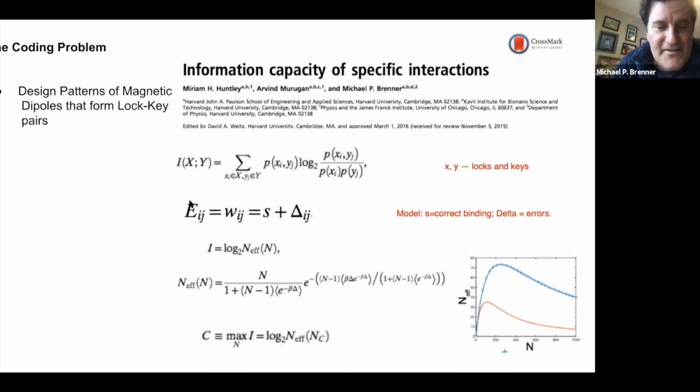maximize the mutual information. And if the binding energy is given by some on-target binding S, and the delta IJs are the errors when you bind something that's not supposed to bind. So if a lock is binding with its own key, delta is 0. And delta IJ refers to what happens when a lock isn't binding to its own key. Then what one can show is that the effective number of lock-key pairs that you actually have is given by this formula, where n is the number of lock-key pairs, and where e to the minus, this is the average over the distributions of off-target bindings.